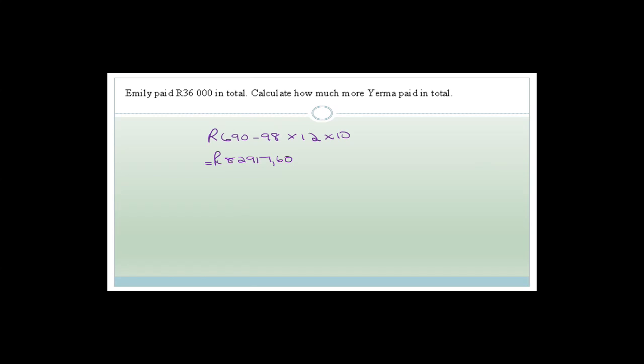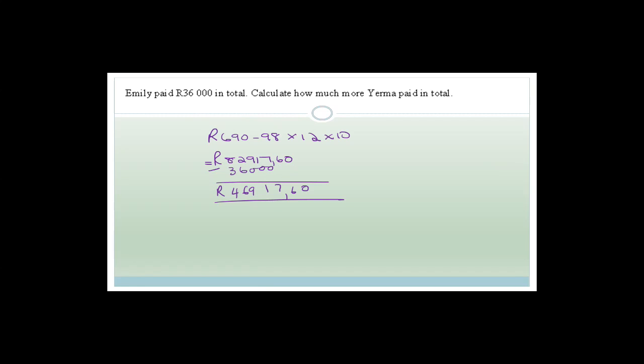They didn't ask you how much Yerma paid in total. They said how much more did Yerma pay. Calculate how much more Yerma paid. So what do we need to do? We need to subtract the 36,000 from this. And you get 12 minus 6 is 6, and 7 minus 3 is 4, so you get 46,917.60. So Yerma had to pay an extra 46,917.60 in order to get the same benefit at the end.